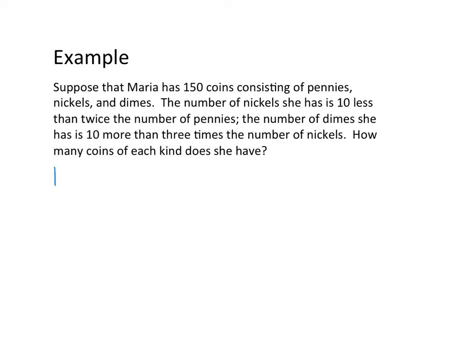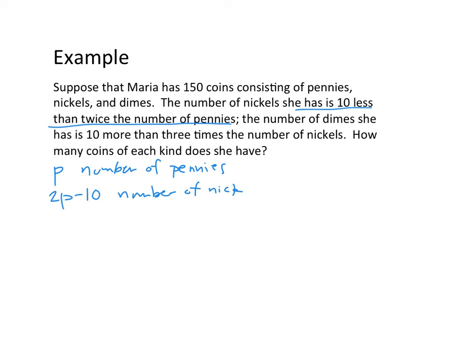So let's make our variable p, and we want to let everybody know what that represents. So that is the number of pennies. Okay, and then instead of saying n is the number of nickels, we want to write the number of nickels in terms of the variable we just defined. So it's 10 less than twice the number of pennies. So 10 less than is 10 taken away from twice the number of pennies, which would be 2p. So 2p minus 10 is the number of nickels.